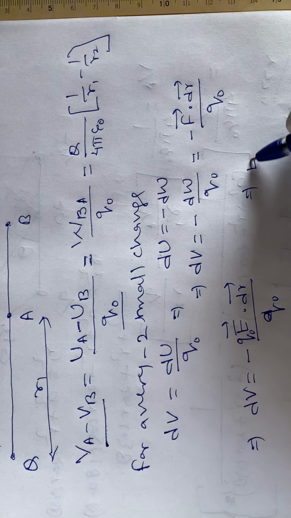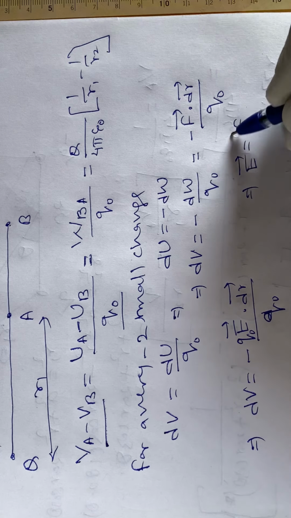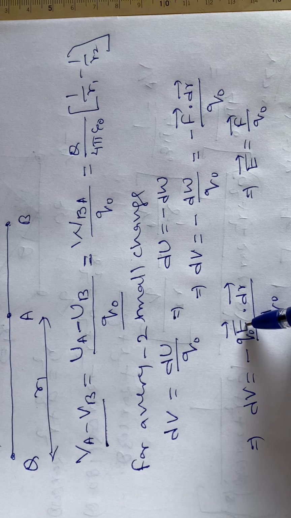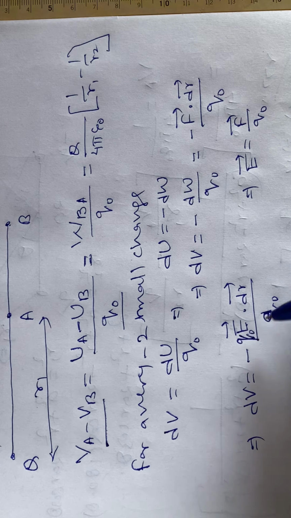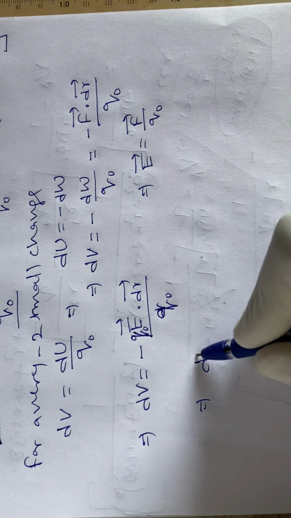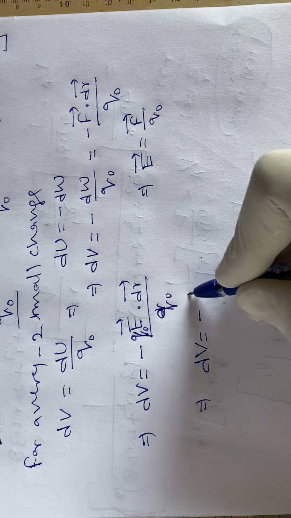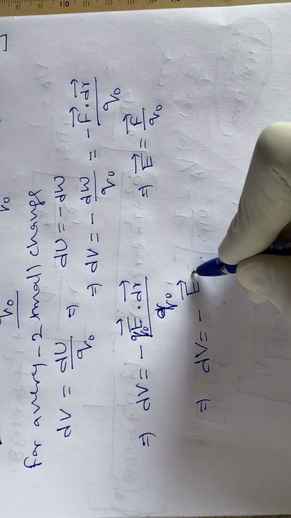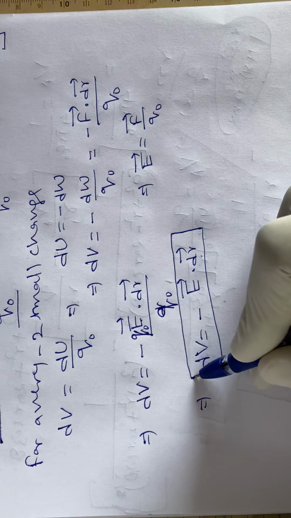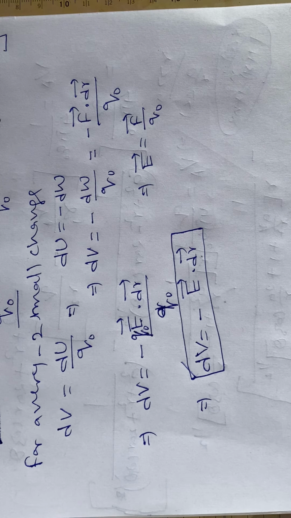What is electric field? If you remember, how we define it, it is force per unit test charge, so the force can be written as Q naught times E. So F dot dr becomes Q naught E dot dr. Q naught will cancel out and we get dV equal to minus E dot dr. That's an important relation between electric field and change in electric potential. dV is equal to minus E dot dr.